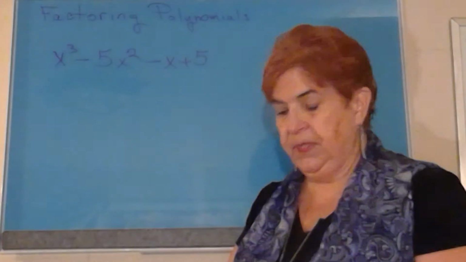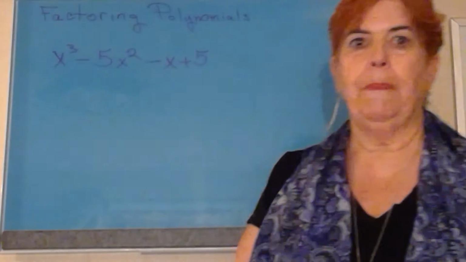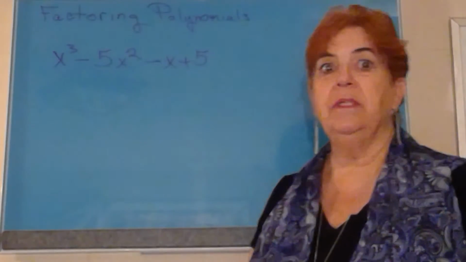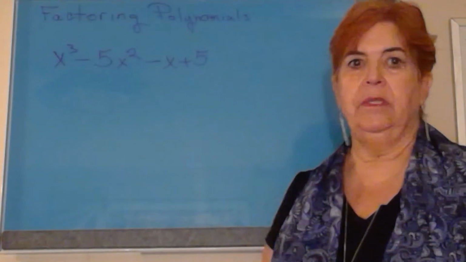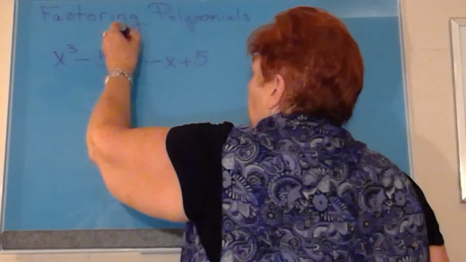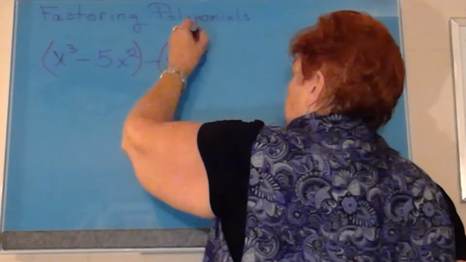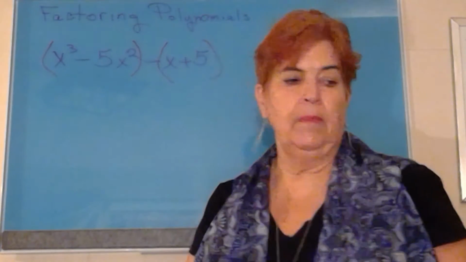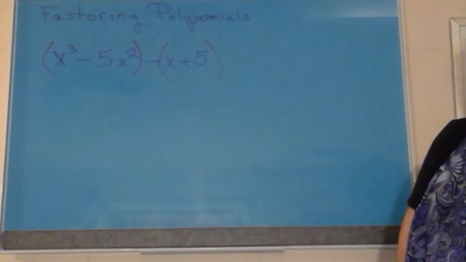Now, the second step says, and there's 1, 2, 3, 4 terms. If there's 4 terms, it's a factor by grouping. Now, there are a few cases where this won't work, but usually it's easier just to group the first 2 terms together and group the last 2 terms together. And if this doesn't work, you could try rearranging the terms.